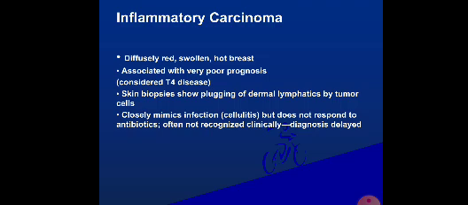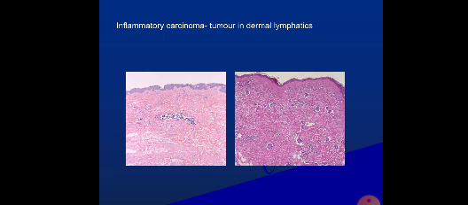Diagnosis is very delayed because the clinician thinks this is an inflammatory condition, as the redness is there. So the patient is treated as mastitis, and the biopsy is advised only after antibiotic therapy, by which time it has spread to the deeper structures and involved the lymphatics. Because of the delayed diagnosis, the prognosis of inflammatory carcinoma is very poor.